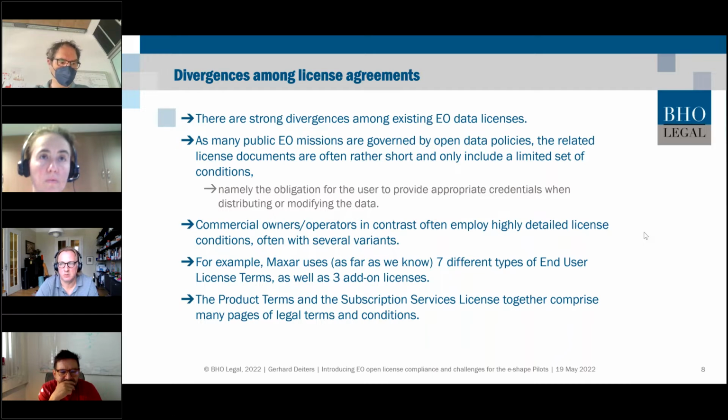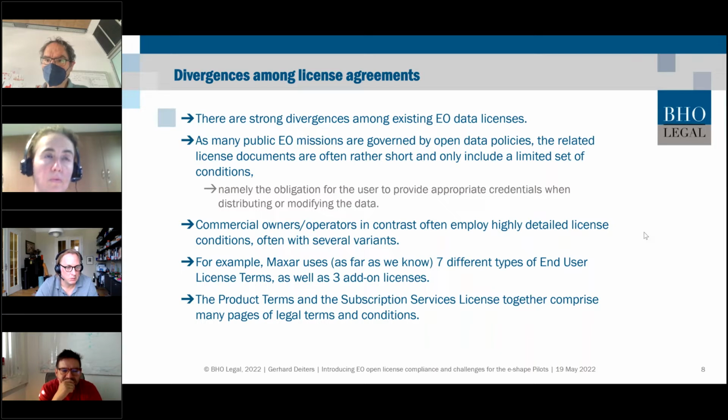And the other problem here is that since there is no streamlining of these licenses, they often use different terminology. And since many of the terms which we use in connection with Earth observation data and Earth observation data sets are not legally defined, we have a problem with license compatibility.